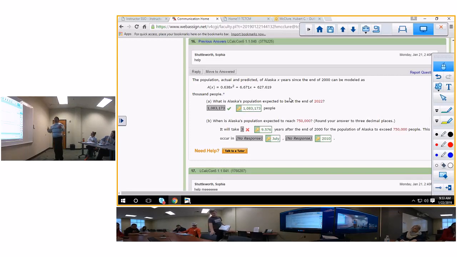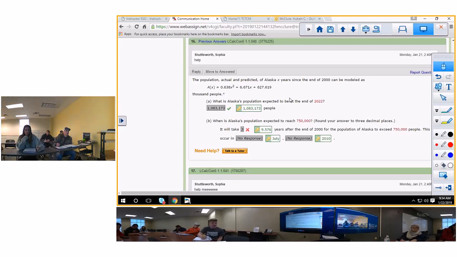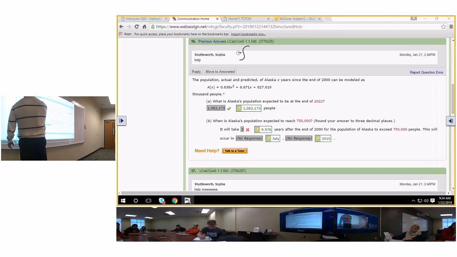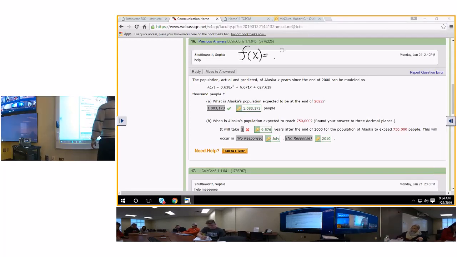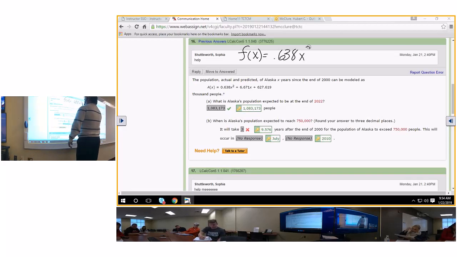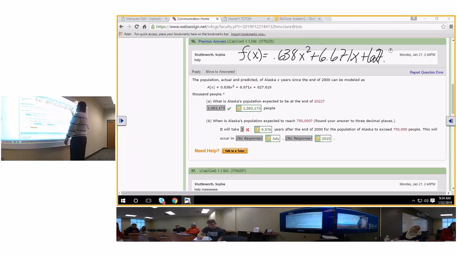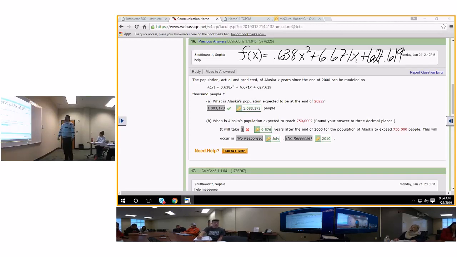So get your graphing calculators out. I'll write it at the top. I'm sorry, I should have done that because some of y'all can't see it. The question revolves around f of x is equal to 0.638 x squared plus 6.671x plus 627.619. Okay? So 0.638 x squared plus 6.671x plus 627.619.